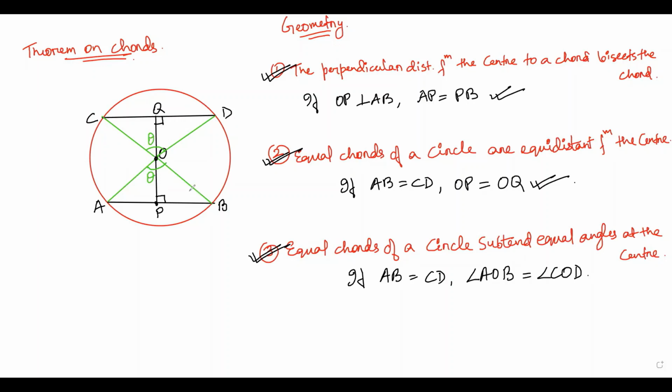The converse of this theorem is also true. That is, chords which subtend the same angle at the center are equal in length. So if angle AOB is equal to angle COD, then the length of the chord AB would be equal to the length of the chord CD.